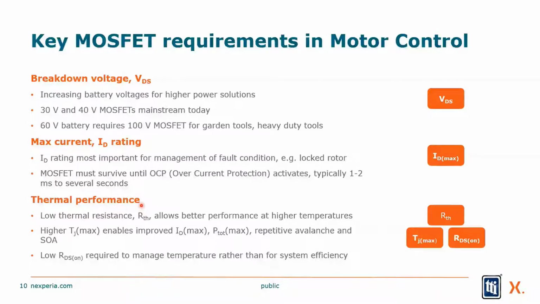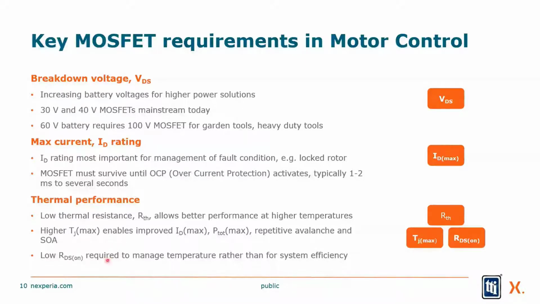And then finally, I need good thermal performance. I need low R theta, the lowest thermal resistance possible, so that the heat can come out of the junction, out of the inside of the package as quickly as possible, so that I can perform at higher temperatures without melting the part up. The higher maximum junction temperature I have on board, 150 degrees C, 175 degrees C, the higher that is, the more heat I can pump into it before it becomes a problem.